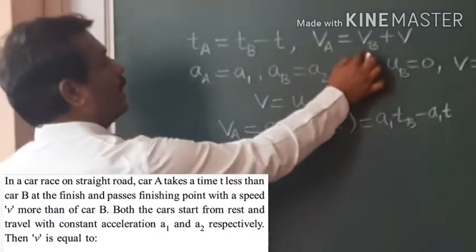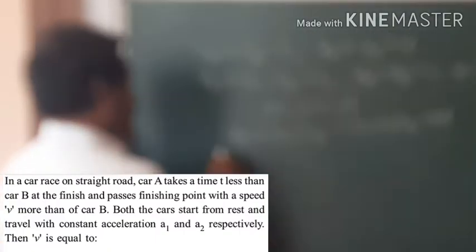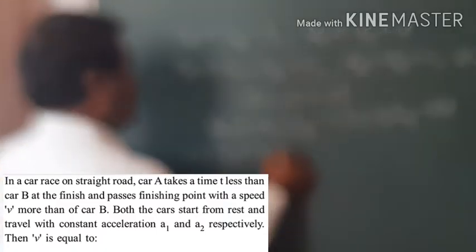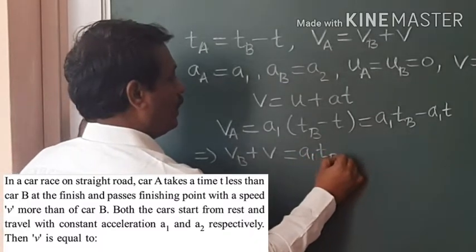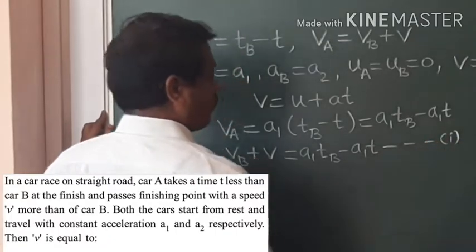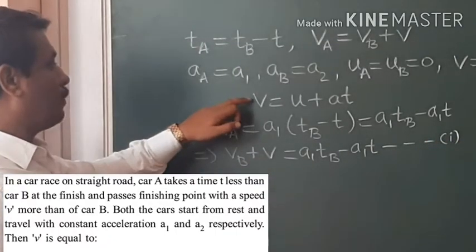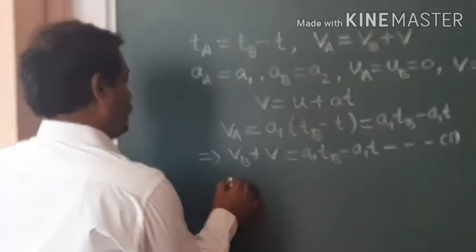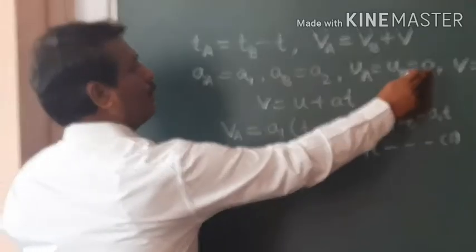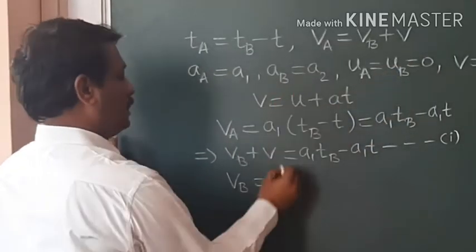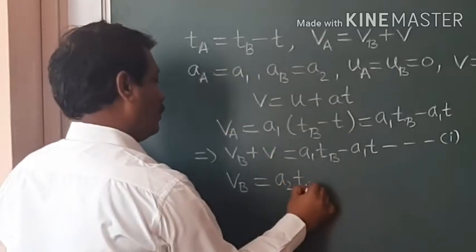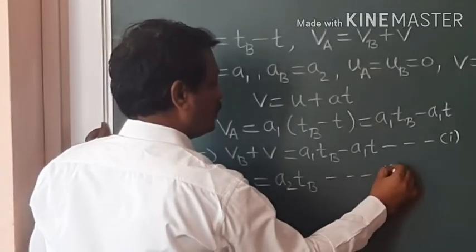But here VA is equal to VB plus V. So we can write it as VB plus V is equal to A1 TB minus A1 T. You call it equation 1. Similarly, we can apply the same formula to car B. Then it becomes VB is equal to u. For car B, u is 0 and acceleration is A2, and the time taken by car B is TB. So A2 TB. You call it equation 2.